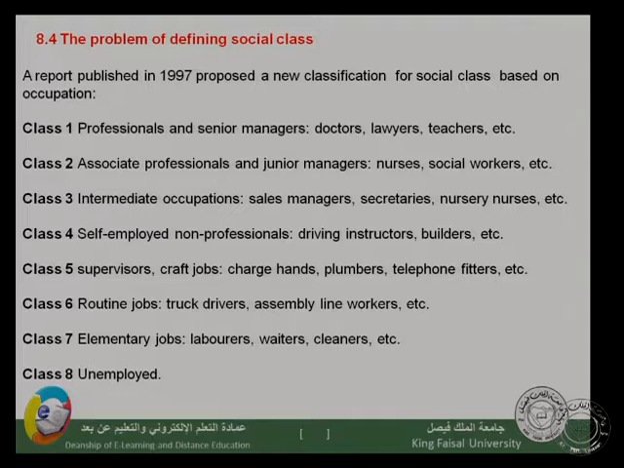At the top scale, the highest social class, which we call class 1, is professors and senior managers, those who are managers of companies, and doctors, lawyers, and teachers. It is considered that people who hold those positions, who work as professionals, professors and senior managers and doctors, lawyers, and teachers, are all of an upper class.